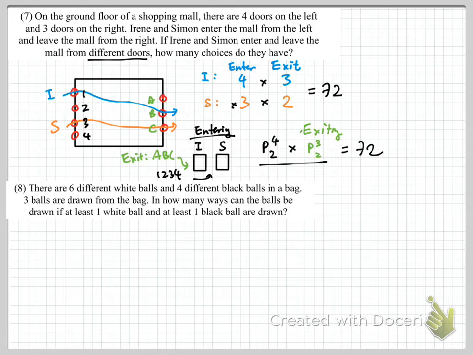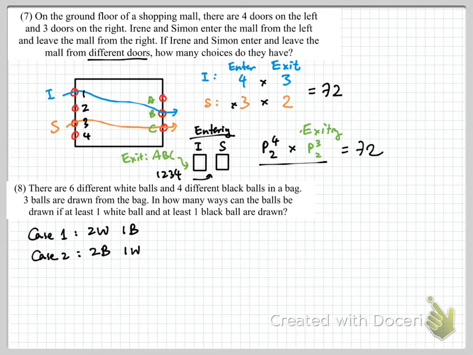There are 6 different white balls and 6 different black balls in a bag. 3 balls are chosen. How many ways can the balls be chosen if there is at least 1 white and at least 1 black? So there must be at least 1 white, there must be at least 1 black. There are 2 ways you can do that. It is either 2 white and 1 black, or 2 black and 1 white. So there's either case 1 or case 2. There are only 2 possible cases to have both colors.